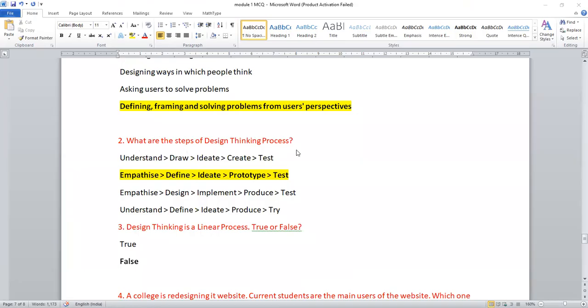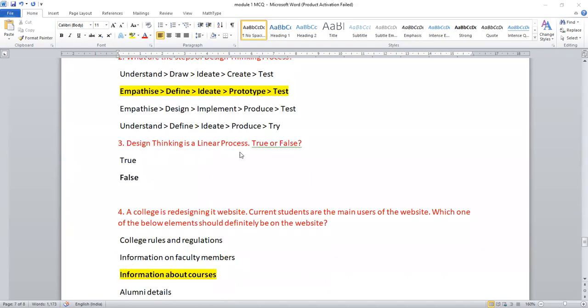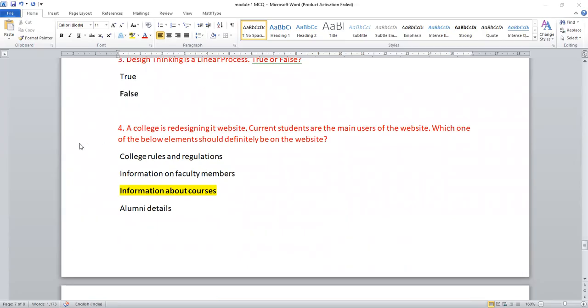What are the steps of the design thinking process? This is one of the most important questions. Kindly try to understand this. Empathize with the problem, define, ideate, prototype, test. Once again, I'll repeat: empathize, define, ideate, prototype, and test. The first step is empathize, and the last step is test. It is the most important question that may be asked in the examination. Design thinking is a linear process: it is absolutely false. It's a purely non-linear process.